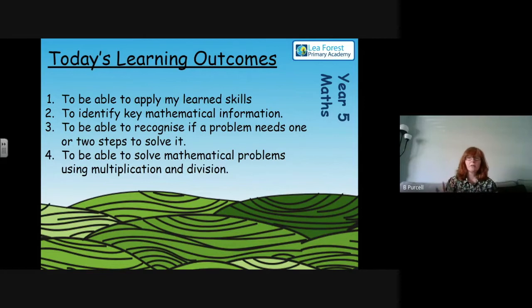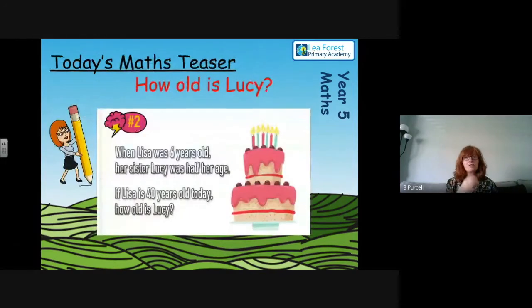Okay, so I know you had a fabulous English lesson, so your brain must be buzzing with all that English. So as usual, to start you off and to switch our maths brain on, we're going to start with our maths teaser.